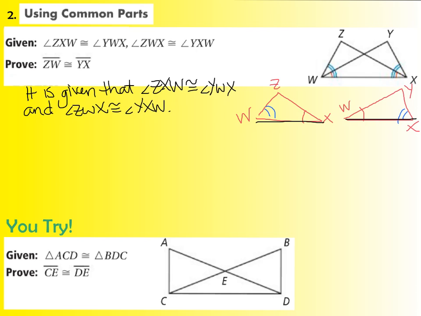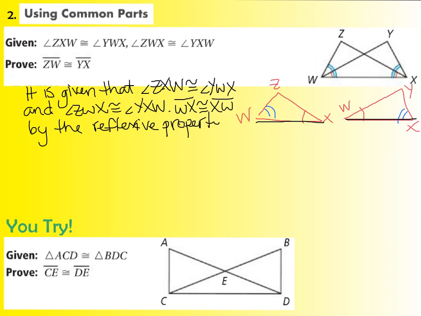So looking first at this triangle, if I go from W to X, I'm going from 2 arcs to 1. So this has to be congruent from X to W because it's 2 arcs to 1. So making note of that, I'm going to say segment WX is congruent to segment XW by the reflexive property of congruence. I can go ahead and draw my hash marks on my triangles, showing that that side's congruent.